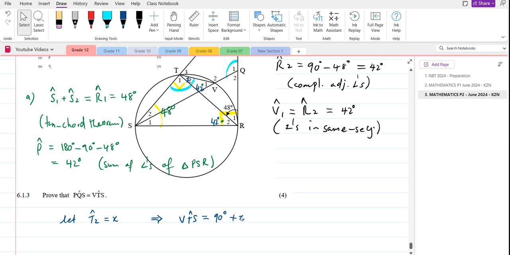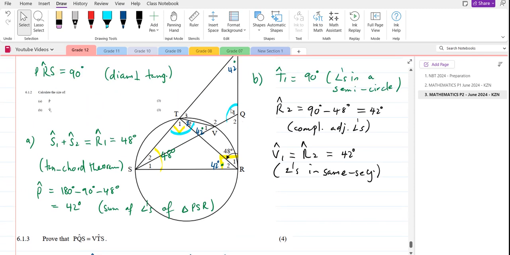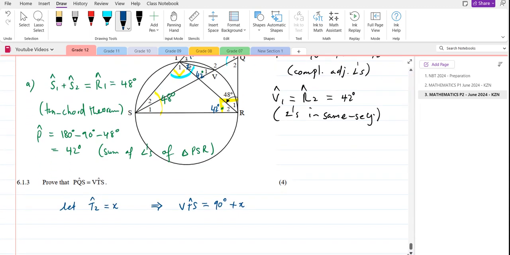90 degrees plus x. So what's angle Q1? Can I find angle Q1? Yes, I can find angle Q1 because I got angle V1. What's angle V2? 180 minus 42. So remember, I'm going to use sum of angles of quadrilaterals. So angle T3 should be 90 minus x, because 180 minus 90 minus x. So angle T3 is equal to 90 degrees minus x.